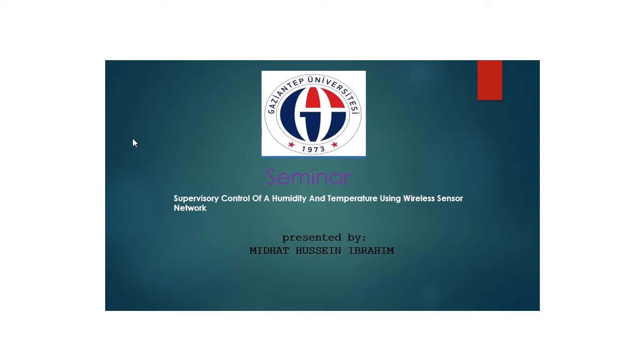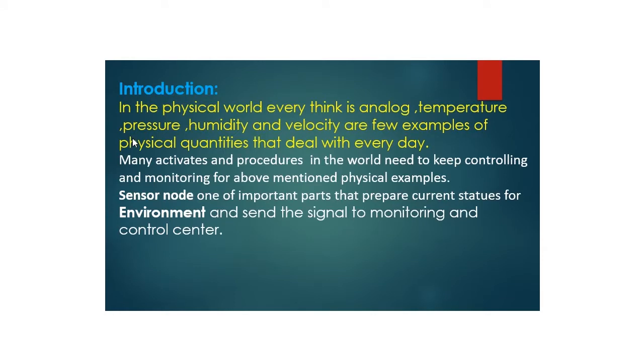I will present supervisory control of humidity and temperature using wireless sensor network. Introduction. In the physical world, everything is analog. Temperature, pressure, humidity, and velocity are a few examples of physical quantities that we deal with every day. Many activities and procedures in the world need continuous control and monitoring of the above-mentioned physical quantities.